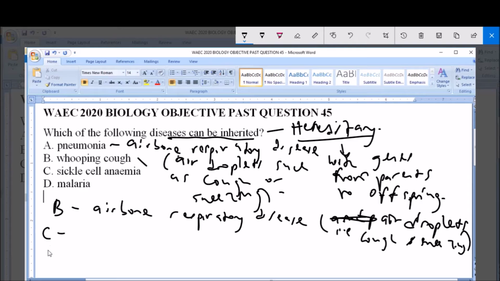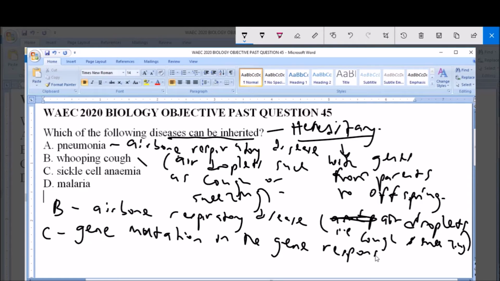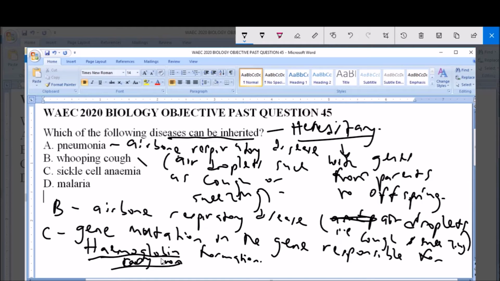And then option C, which is sickle cell anemia, is caused by a gene mutation in the gene responsible for hemoglobin formation. Now, hemoglobin is a protein that is found in red blood cells. That protein is what gives red blood cells their characteristic red color, and also what enables red blood cells to transport oxygen especially.